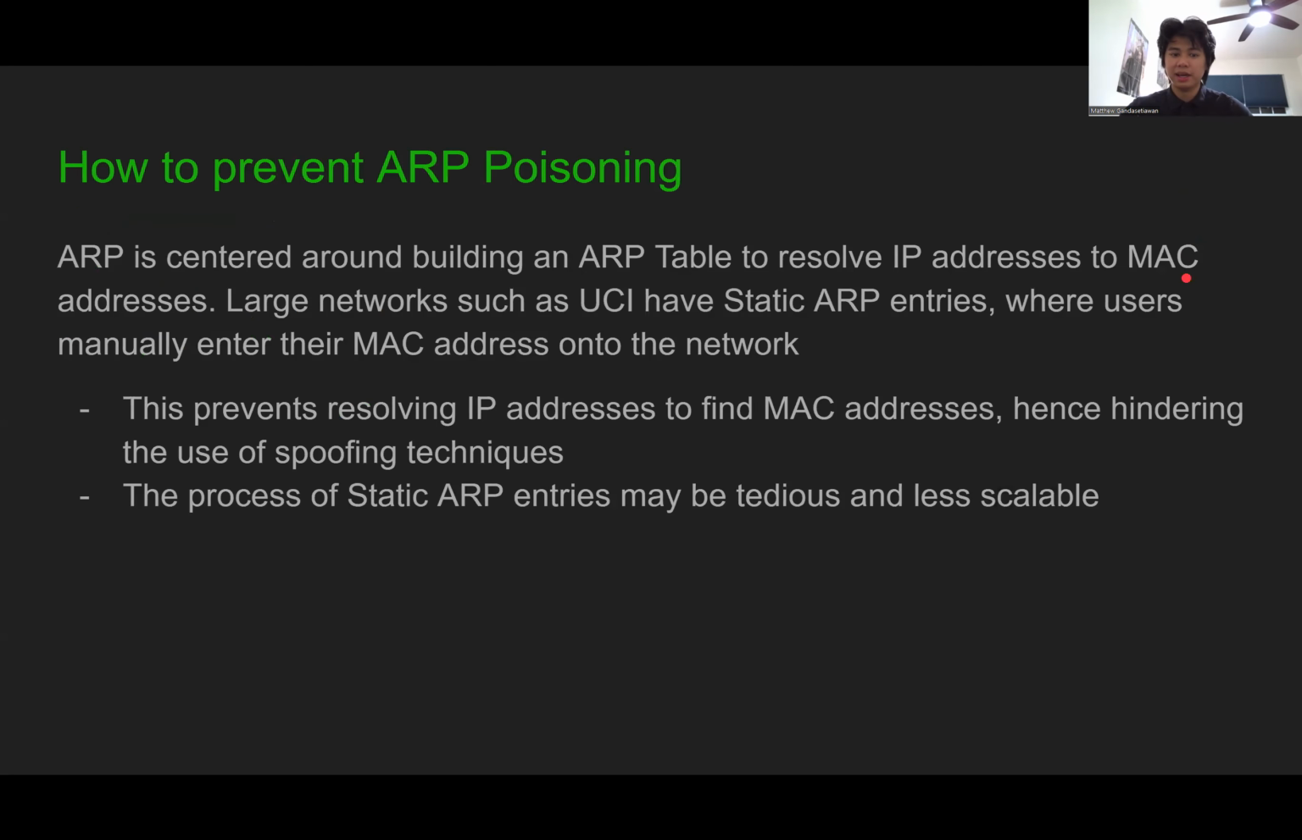And then we can see this method in preventing ARP poisoning, such as the UCI mobile Wi-Fi network access. Whenever you access the network with a new device, it will ask you to type in the MAC address manually, and we'll have to use this MAC address to resolve instead of using the entire ARP process. So this prevents spoofing techniques, hindering its ability to resolve IP addresses and act as the man in the middle.